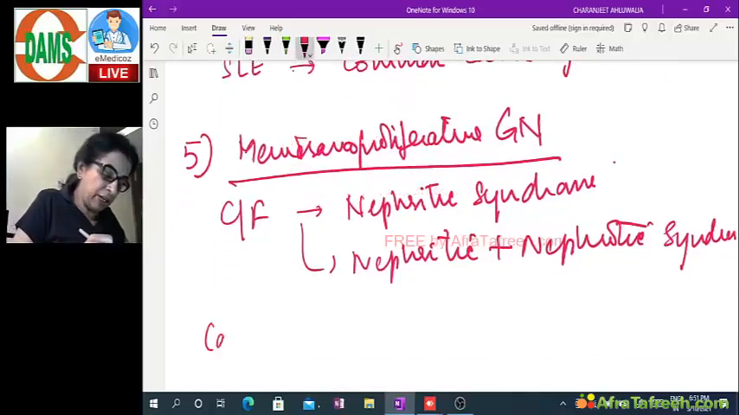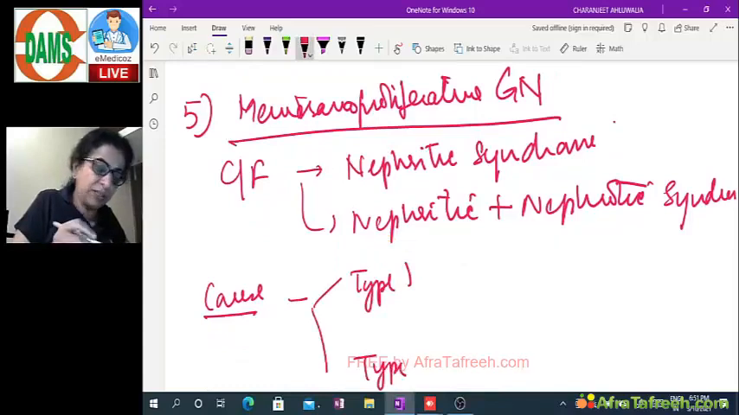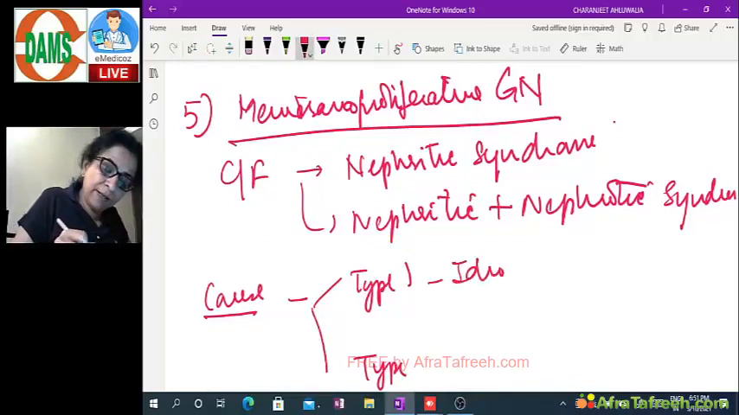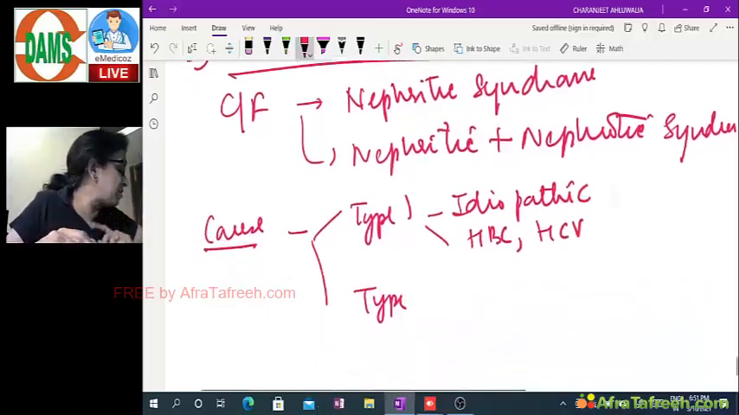अच्छा, etiology, causes इसके क्या है? It is of two types. अभी हम देखेंगे type 1, type 2. I'll tell you what are these. Type 1 may be idiopathic, or it may be secondary to hepatitis B or hepatitis C infection.